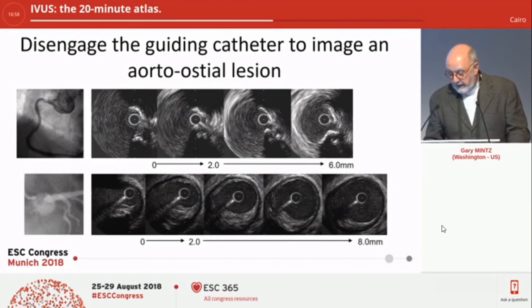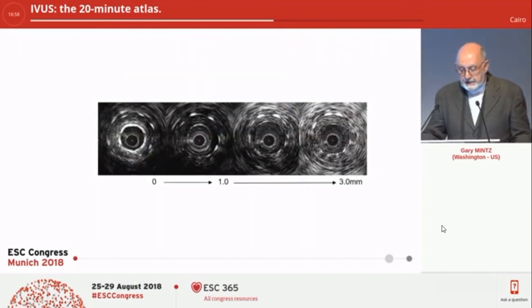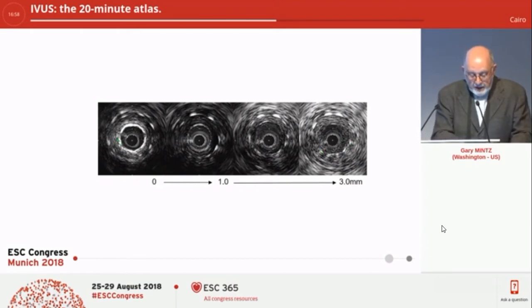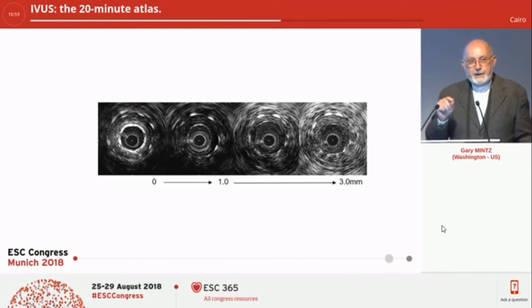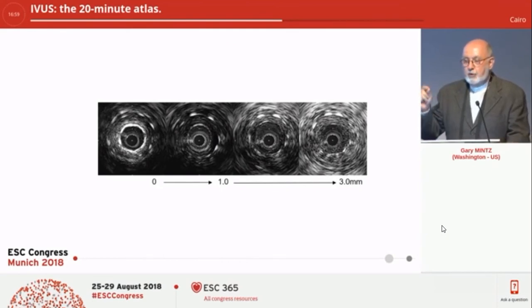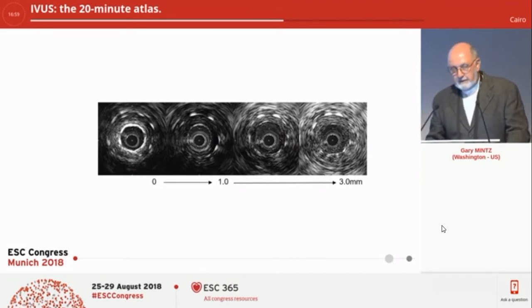Why is it important to do that? Well, this is a restenotic stent in the left main, but the guiding catheter was not disengaged, and it looks like there's in fact calcification at the ostium of the left main. Unless you disengage the guiding catheter, you do not know whether or not you have imaged the true aortoostial junction, and that's critically important, especially with a freshly implanted stent, where you want to decide whether or not to cover the ostium and make sure you avoid significant malapposition at the aortoostial junction.